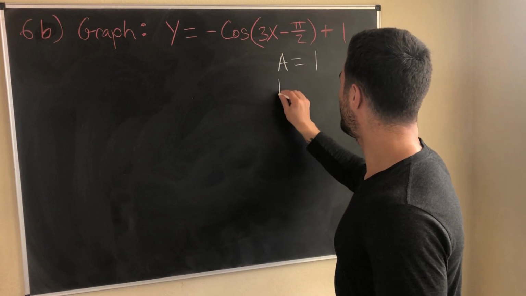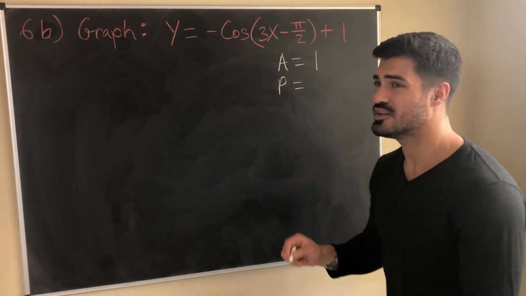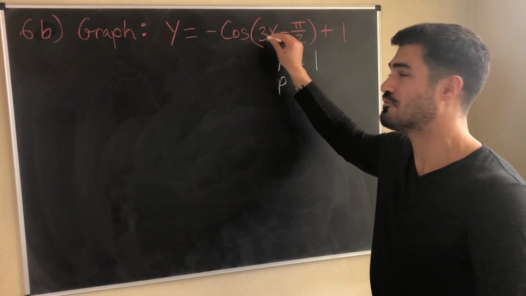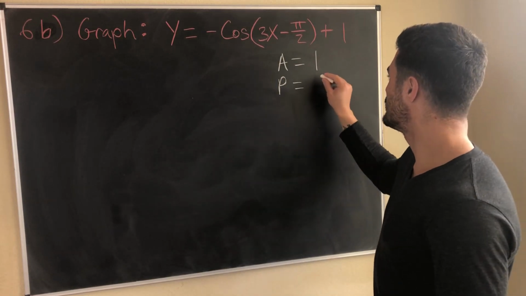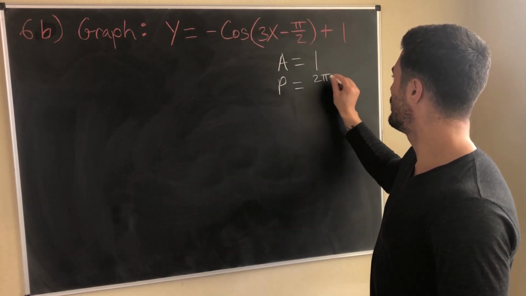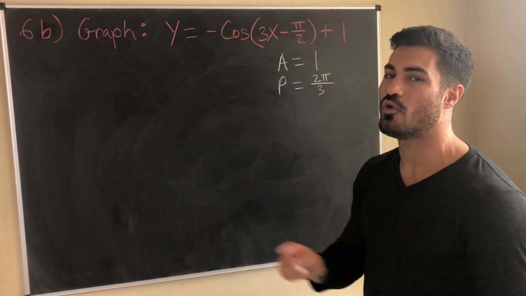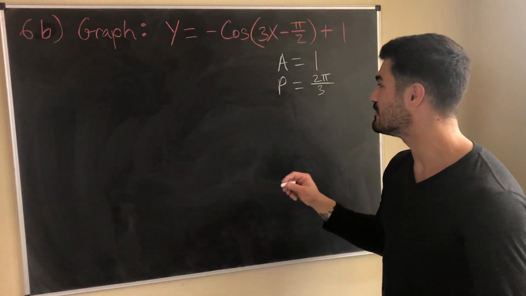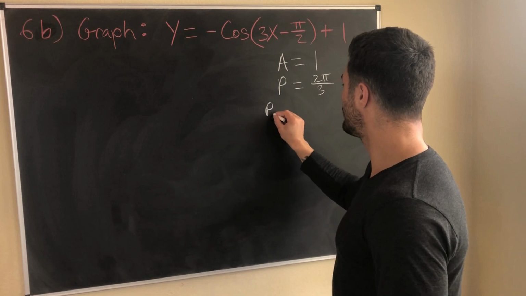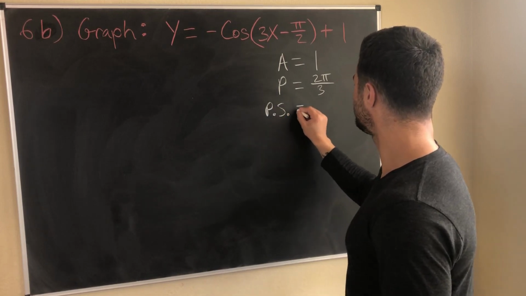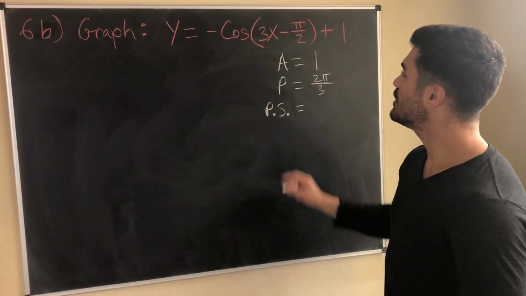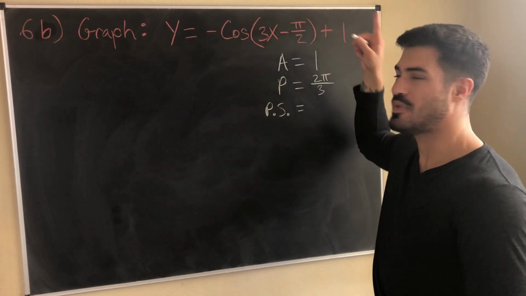What else are we going to find? Our period is 2 pi divided by the number out in front of the x that's being multiplied. So 2 pi divided by 3, that's the period. So that's how long it's going to take to do one full revolution. We're going to see that when we graph it. Phase shift, I'm going to write that as PS. Phase shift, is it to the right by pi over 2?